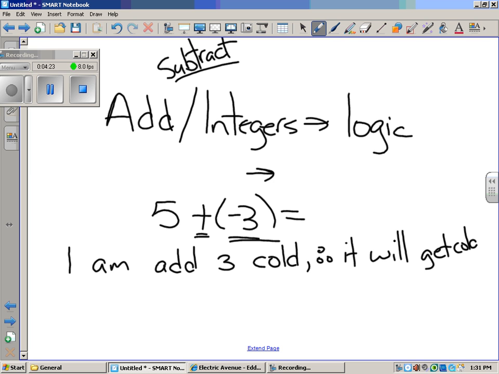So you already know it's going to be colder, so that sets you up on which way you're going down the number line. If it's getting colder, I will be going to my left. And then you say, how many spaces left will you go? So I will go left 3 spaces down the number line.